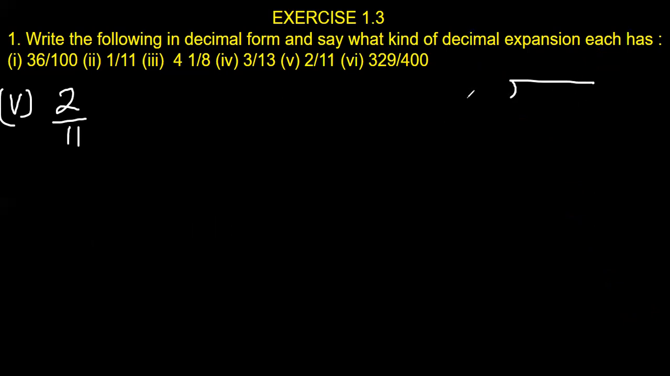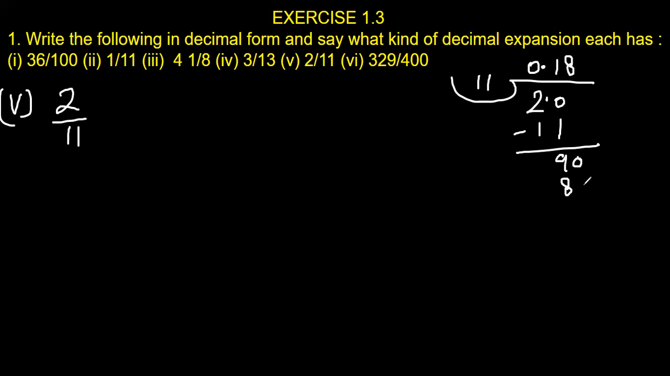So again, divide 2 by 11, not divisible, 0, place decimal, and then you can increase zeros. 20 is divisible by 11. How many times? 11 1, 11. Now subtract. What do we get? 11 9. Increase 0. 11 8 88. Yes, subtract. 2 is the remainder.